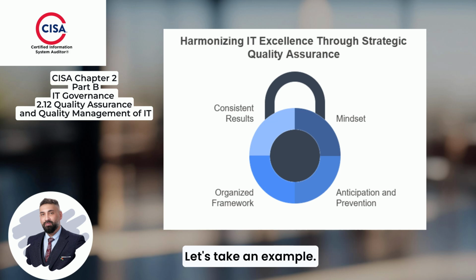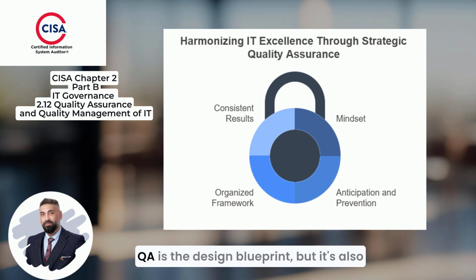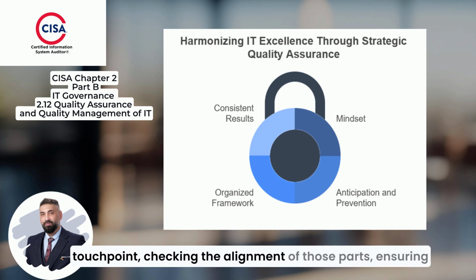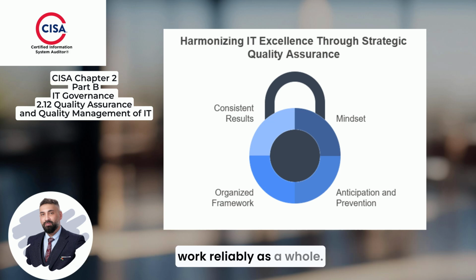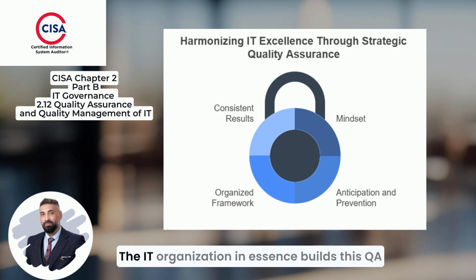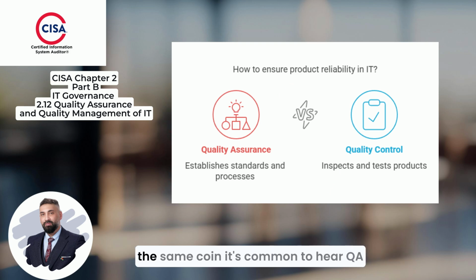Let's take an example. Picture a software developer working on a new application. It's like constructing a machine with intricate parts. QA is the design blueprint, but it's also the process that steps in at every critical touch point, checking the alignment of those parts, ensuring they're not only assembled correctly, but will also work reliably as a whole. The IT organization, in essence, builds this QA framework into its DNA, a program that sets the stage for consistent, defect-free results.